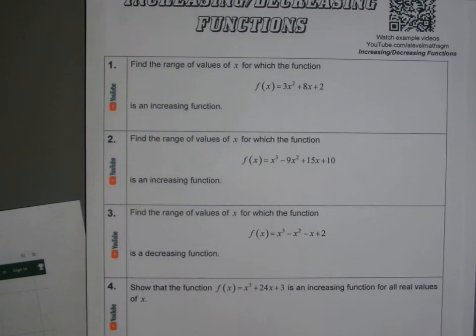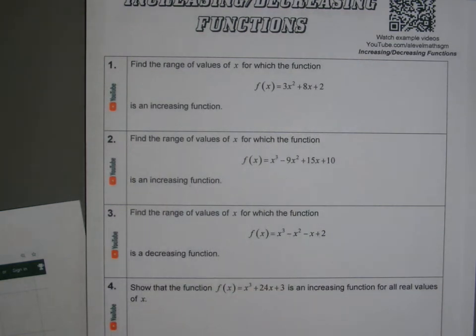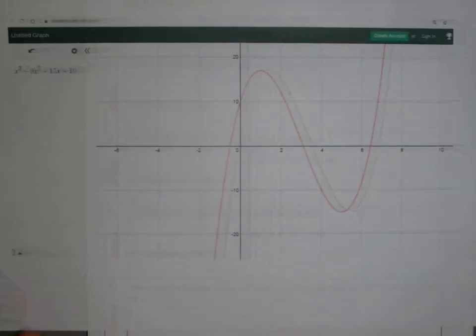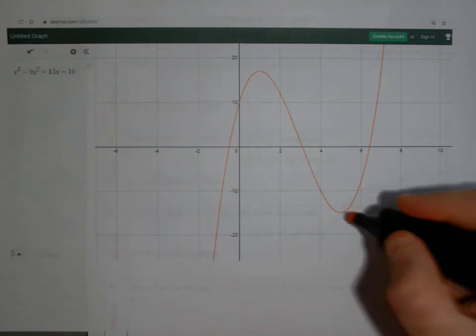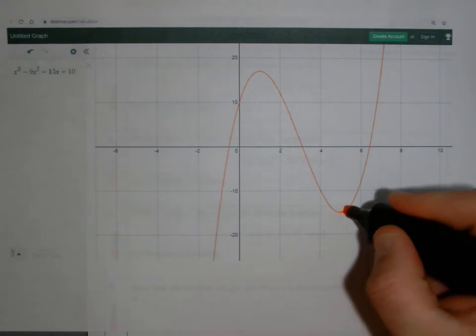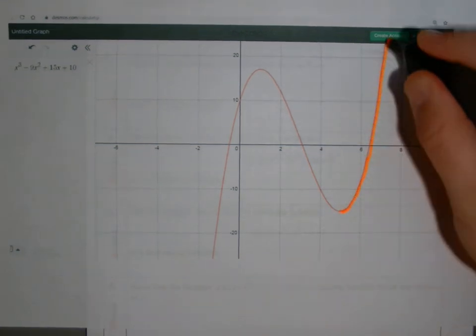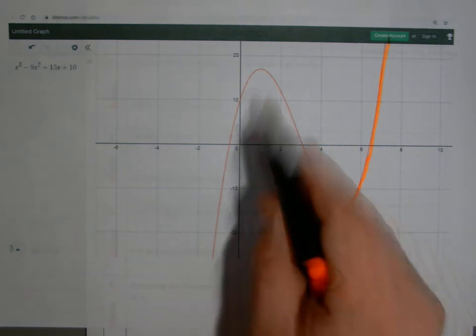For the second one, again, for this function, we need to see where it's increasing. I've drawn the graph out on the computer, and this is what I've got here. So we can see now, with this cubic graph here, where it's increasing. I hope you could see, this part here from the minimum all the way to infinity is increasing there, but of course in the middle section here it's actually decreasing, isn't it?